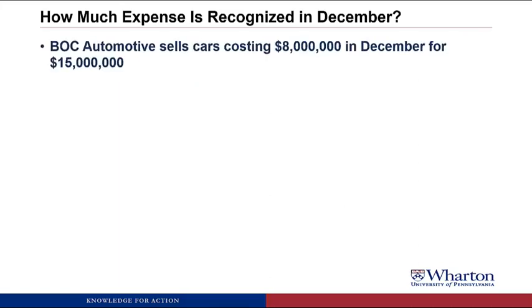BOC Automotive sells cars costing $8 million in December for $15 million. The answer is $8 million of expense in December. So we can finally recognize expenses because we've sold cars. The expense will be equal to what it cost to make the cars, which is $8 million. The $15 million will be the revenue that we earned from selling the cars. And it's good news in this case because our revenue is greater than our cost, so we've made some profit.